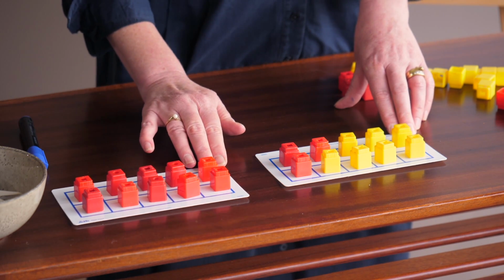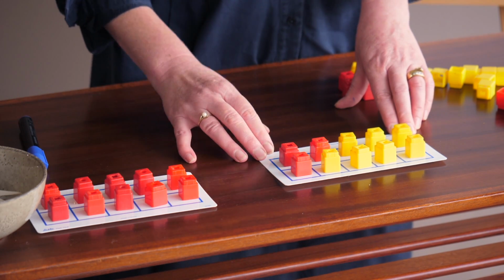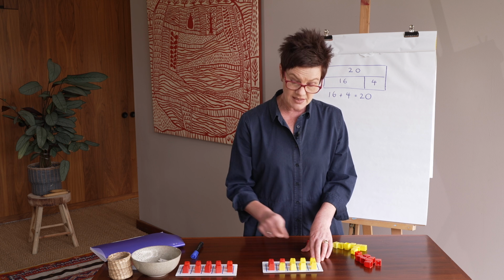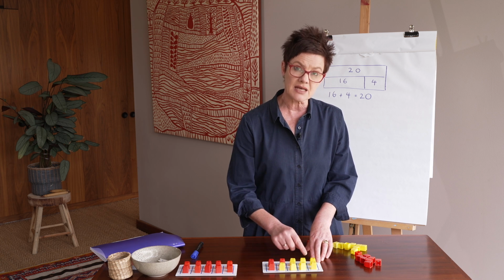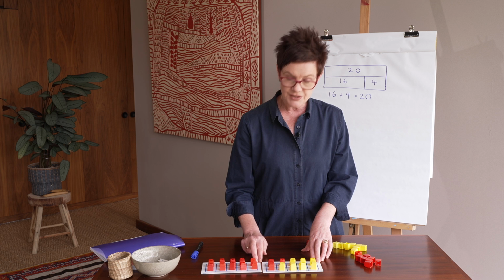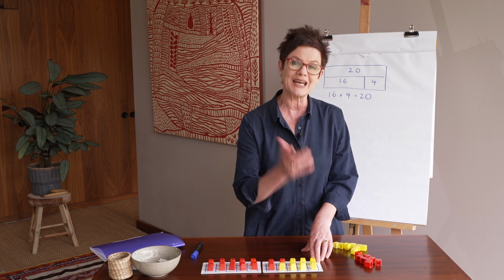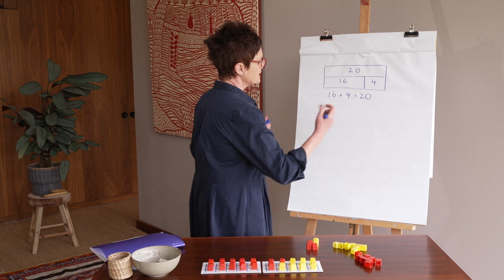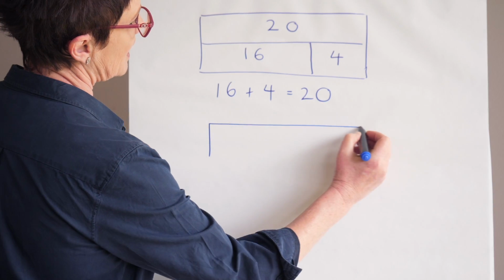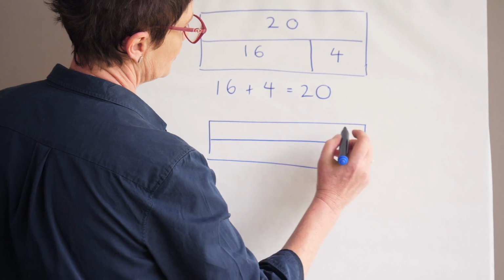Let's see, if I move my 10 away and just look at my group of 10 here, I can see that this is how I make 10. I make a 3 and a 7. So it's just the same. 13 plus 7 will make 20. Let's write that down. This is how I represent it with a drawing, my bar model.